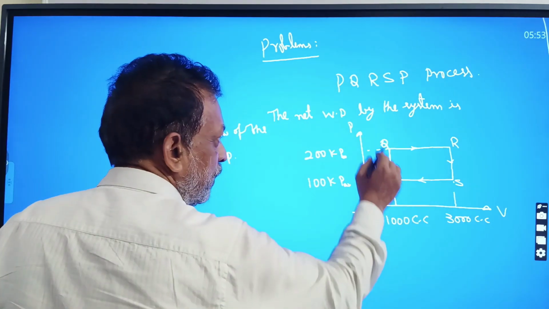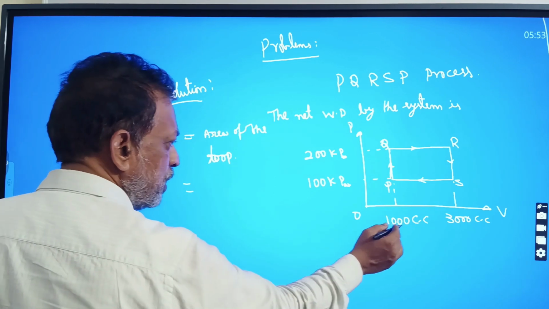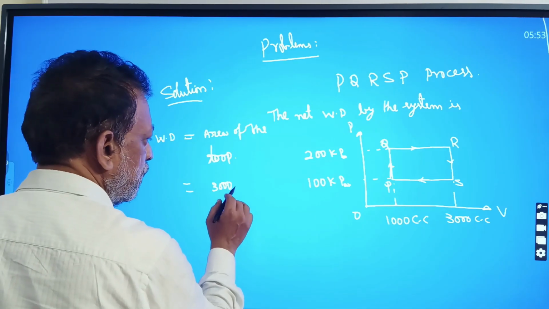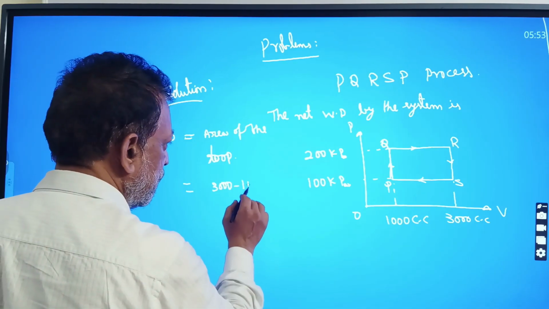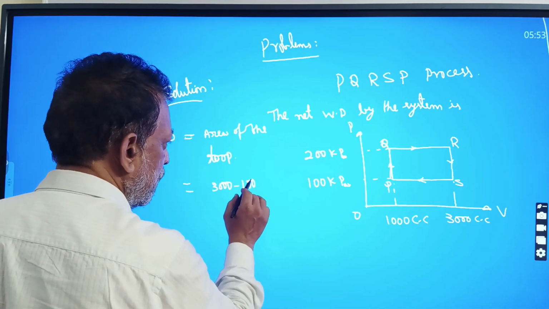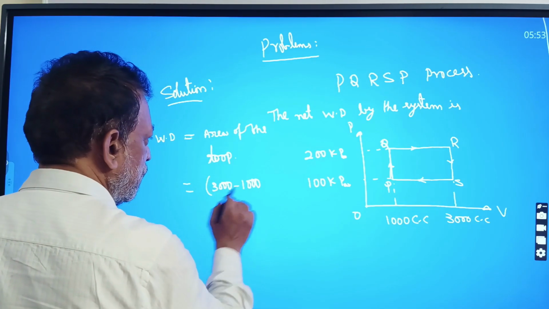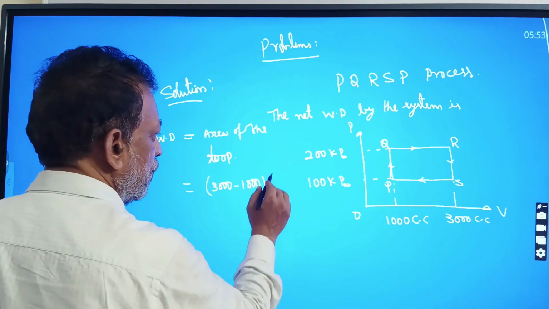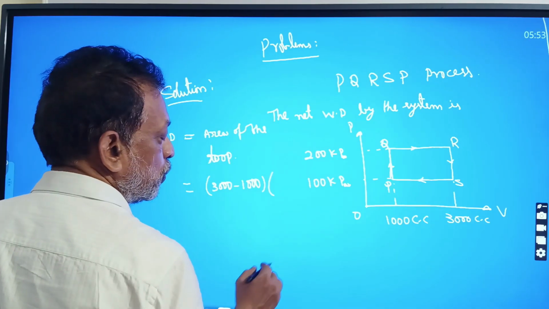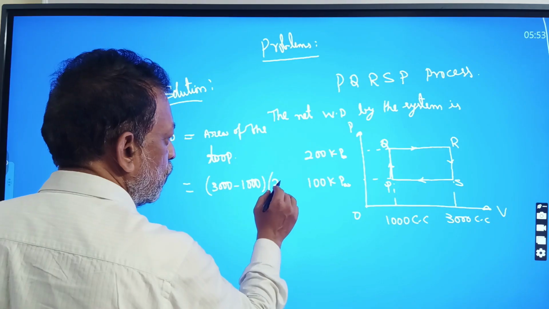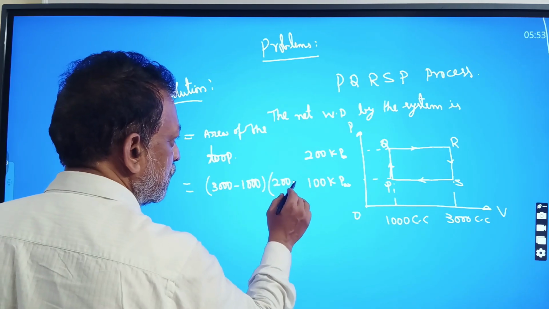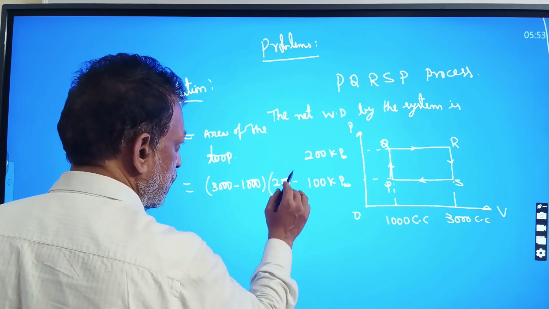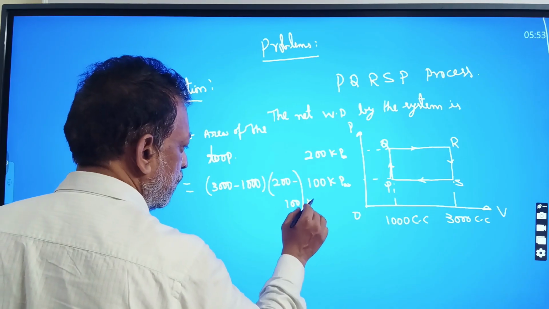This is the length into breadth. What is the length? This minus this: 3000 minus 1000, into the breadth, which is 200 minus 100. All are in kilo. This is kilopascal, kilo being 10 to the power of 3.